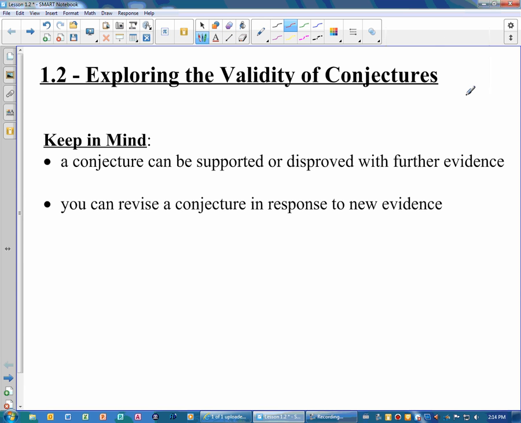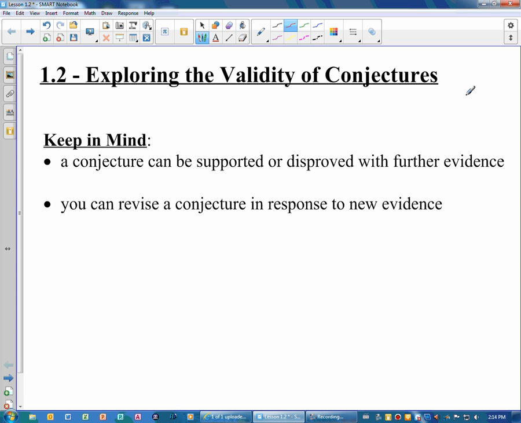Okay, section 1.2, exploring the validity of conjectures. Keep in mind, a conjecture can be supported or disproved with further evidence. A conjecture is never proven, remember, but you can support it. "No, I found another example where it works. No, it works here too." But you can't ever assume that a conjecture will always be true. But it can be disproved.